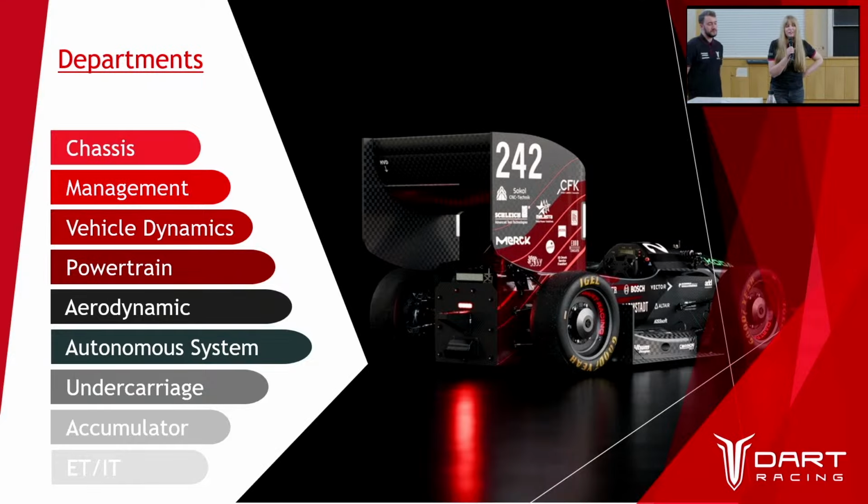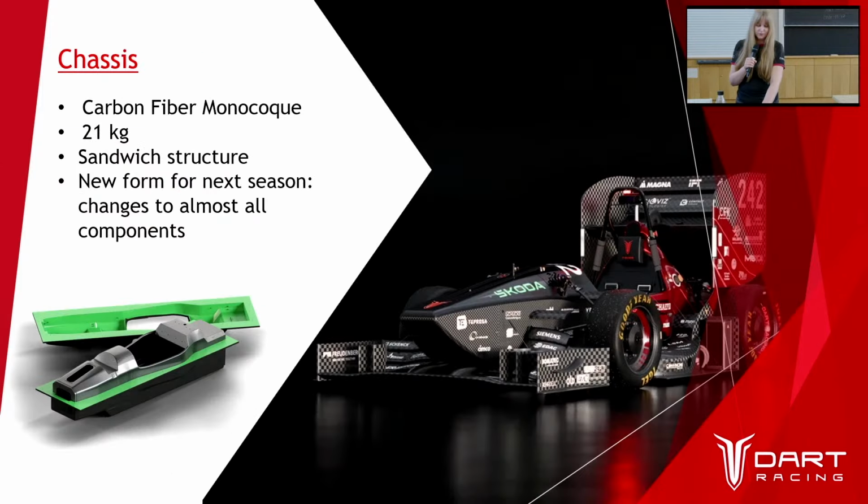Okay, unfortunately we don't have sound, but I think from the pictures you got a little overview of what we're doing. Now let's take a quick look at how our team is structured. The dart racing is divided into several departments. Each department focuses on a specific part of the car, and we all work closely together to build a competitive vehicle. Now we take a closer look on each department with special focus on the autonomous system.